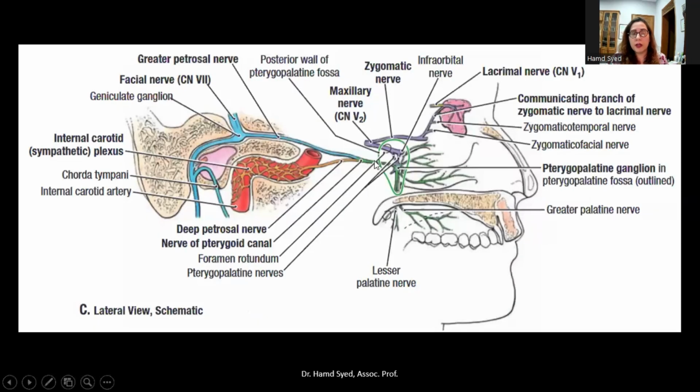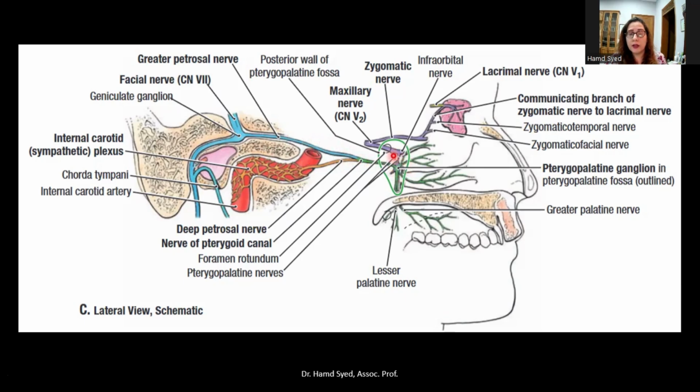So here we can see that the nerve of the pterygoid canal, which is also known as the Vidian nerve, is formed by the union of the greater petrosal nerve, which carries the preganglionic parasympathetic fibers and is a branch of the facial nerve. And the other nerve which is contributing to the Vidian nerve is the deep petrosal nerve. This consists of the sympathetic postganglionic fibers, which are derived from the sympathetic plexus present around, you can see over here, the internal carotid artery. And these two nerves will then join to form the nerve of pterygoid canal, which will pass through the pterygoid canal in the posterior wall of the pterygopalatine fossa to enter this pterygopalatine fossa.